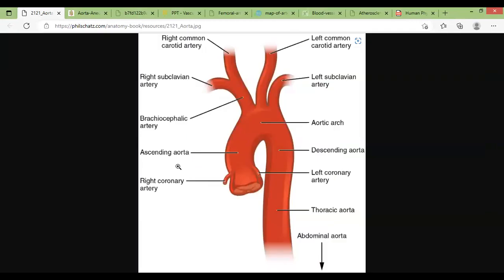I'm thinking around the clavicle area. Yeah. Around the clavicle, it goes all the way and supplies the arm, right? The right arm and the left arm.